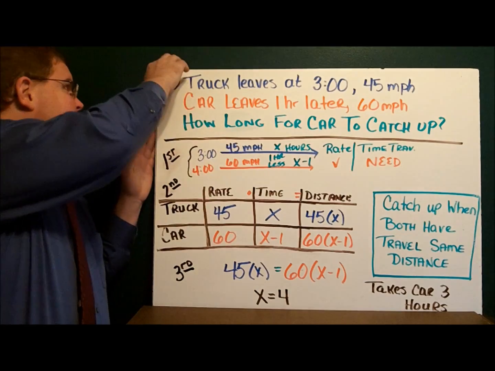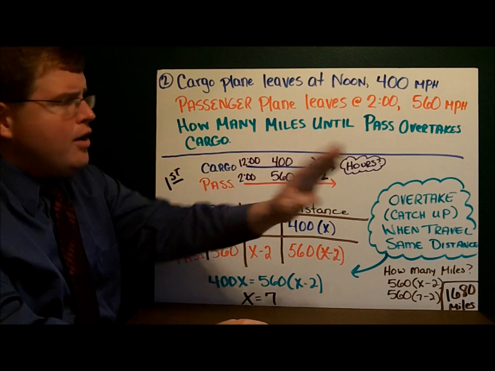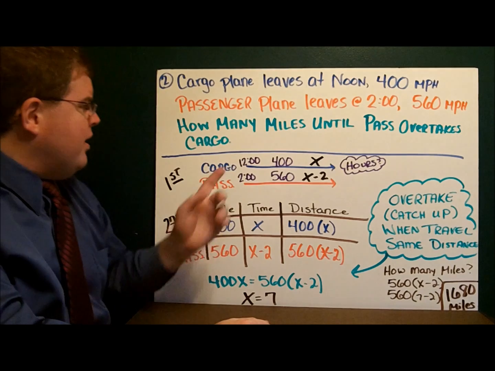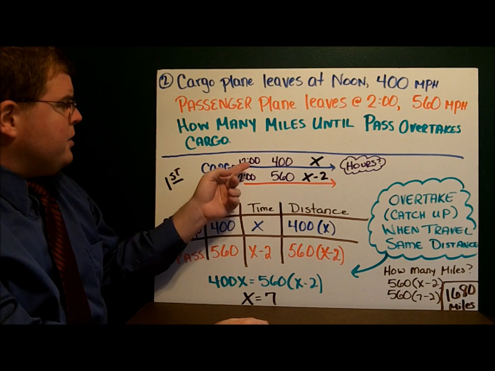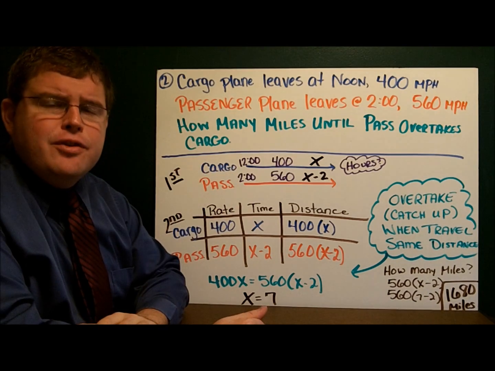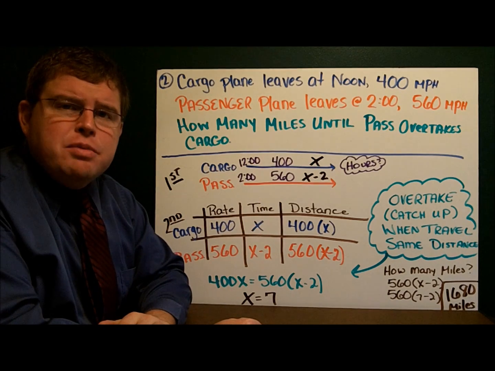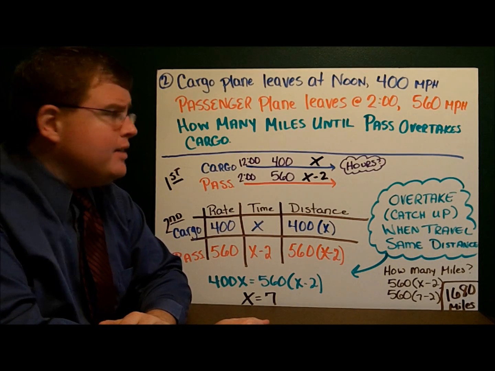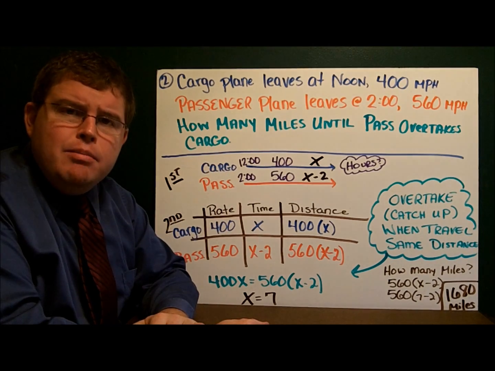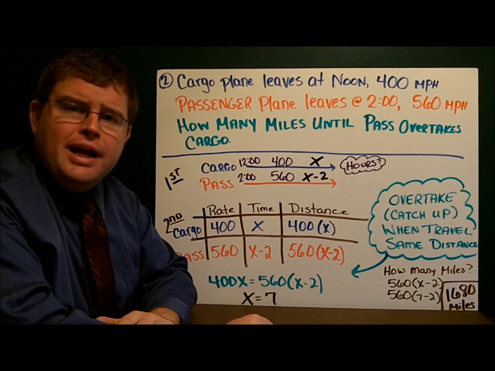Another example, example 2, is right here. Now we're going with airplanes. We have a cargo plane that leaves at noon, and it's traveling at a rate of 400 miles per hour. Here's the airplane. So cargo plane left at noon, 400 miles per hour. The passenger plane left 2 hours later at 2 o'clock. It went 560 miles per hour, and they were traveling in the same direction. Now, the question is, how many miles do they travel before the passenger plane overtakes or passes the cargo plane?